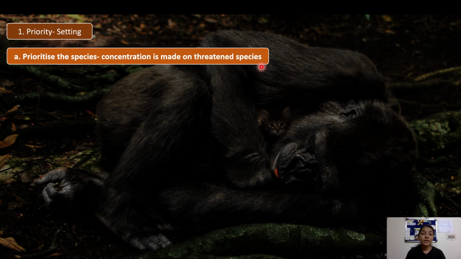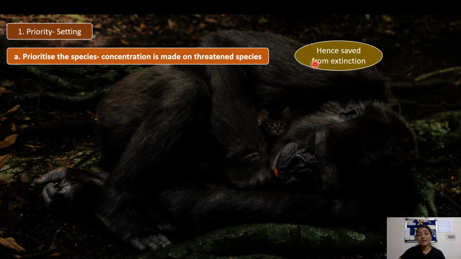So once you bring into focus a threatened species, then their conservation programs will be carried out, and in different ways conservation will be done. Hence, these threatened species are saved from extinction.